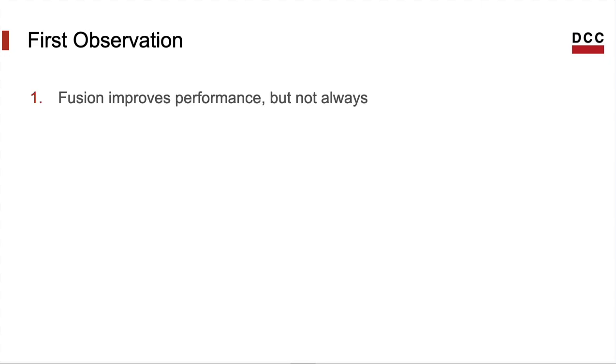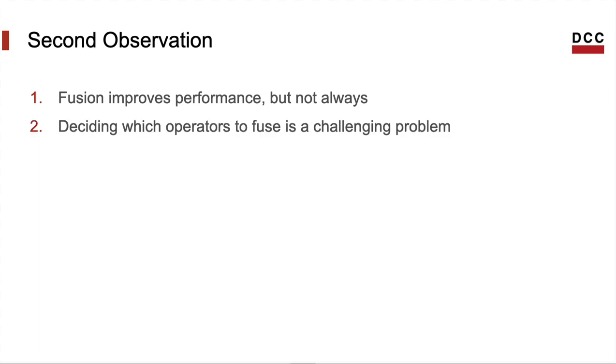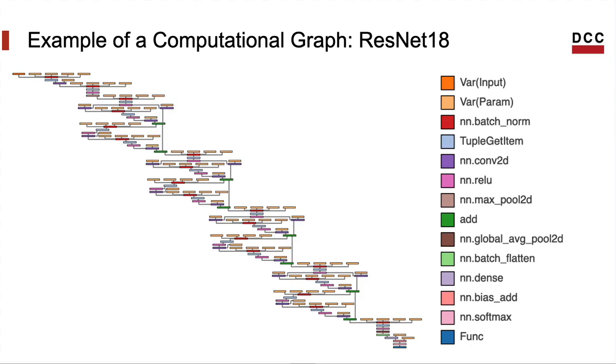So, that brings us to our first observation about Fusion. This transformation usually improves performance, for reasons that I will explain soon, but improvement does not really happen always. We may have regressions too. And deciding which operators to fuse is a challenging problem. Sometimes by fusing some operations together, we forego the possibility of fusing others.